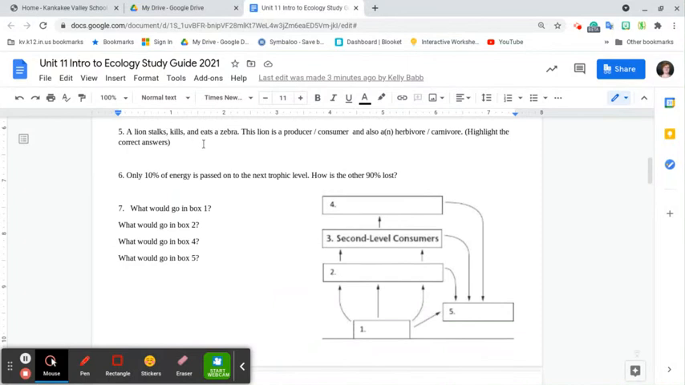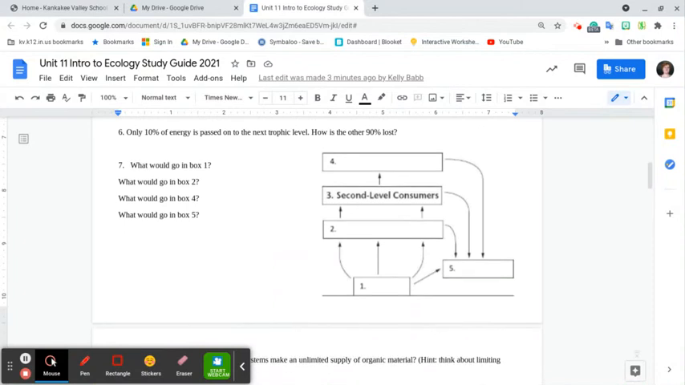A lion kills and eats a zebra. This lion is a consumer and also a carnivore. Only 10% of the energy is passed on to the next trophic level. How is the other 90% lost? It is lost as heat energy.